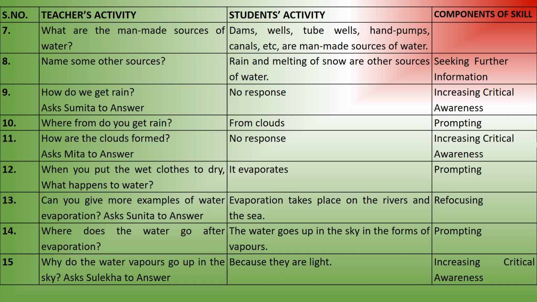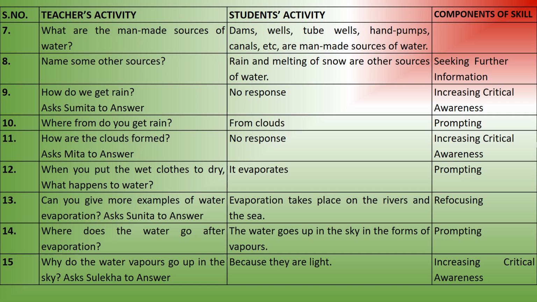The teacher will then ask Sumita, how do we get rain? There will be no response from the students. The component used is increasing critical awareness. The teacher will ask, where from do you get rain? The students will answer, from cloud. The component used is prompting.